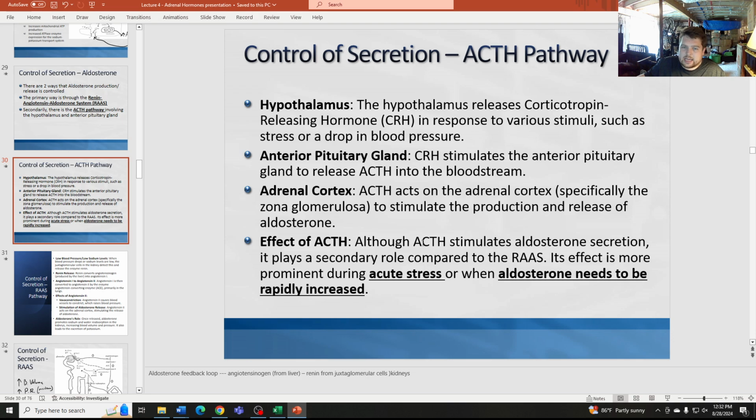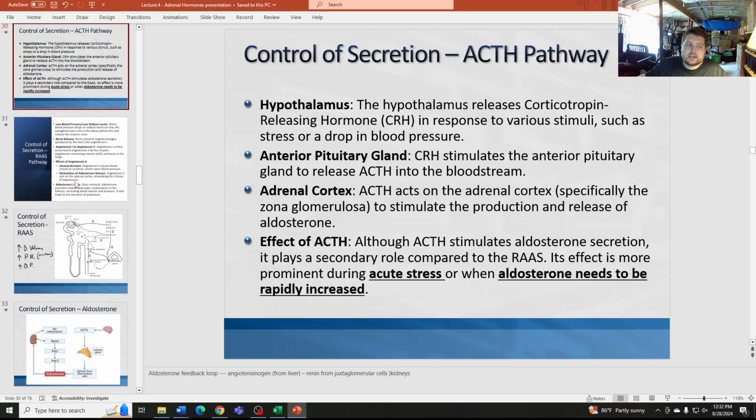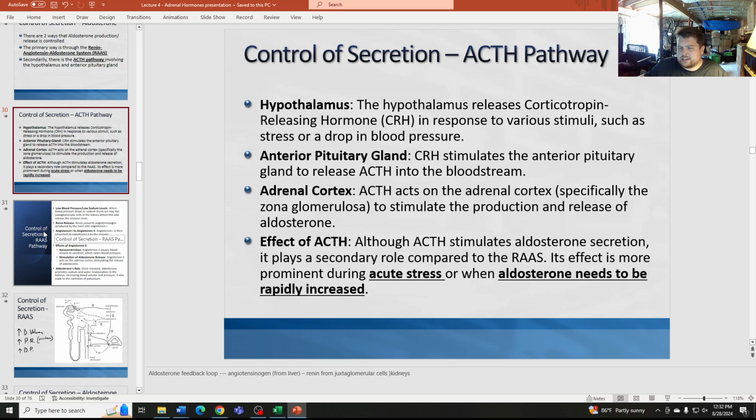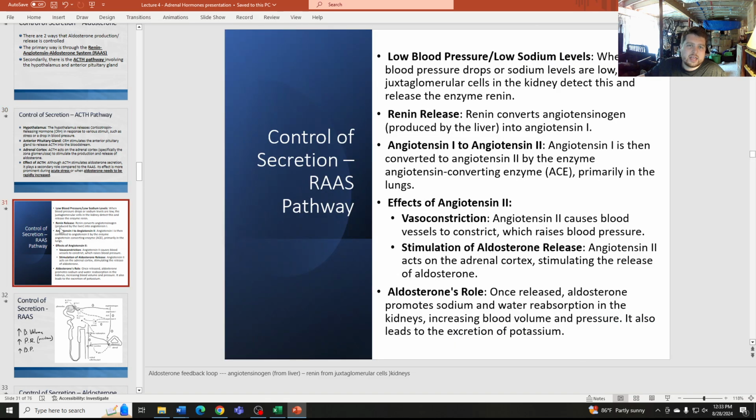Again, ACTH is secondary to the renin-angiotensin aldosterone system. The ACTH pathway is more during acute stress or when aldosterone needs to be rapidly increased. So think of some kind of big event, either a whole bunch of blood loss, or severe vomiting, diarrhea, that kind of stuff. We're losing a lot of fluid and a lot of sodium, and our body needs to compensate very quickly in order to keep us alive. So that's more the ACTH pathway.